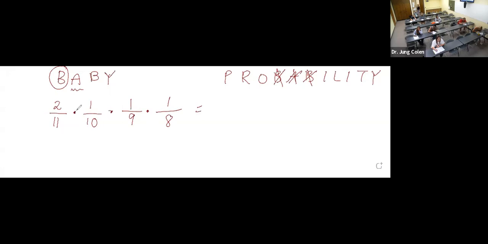Can we simplify this? So whatever that is, it's going to be 1 over something. 11 times 9 times 4, so 1 over 990, it looks like.